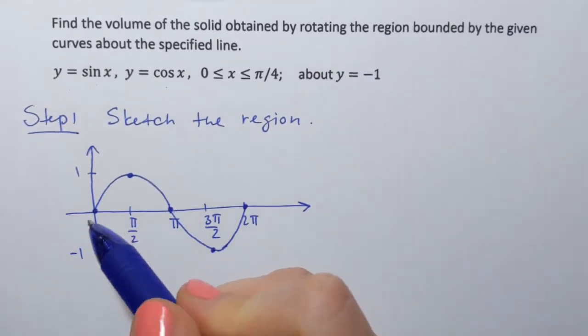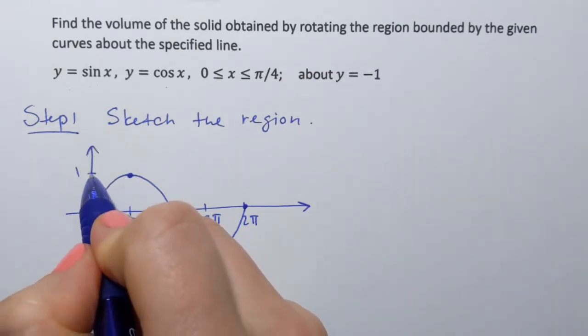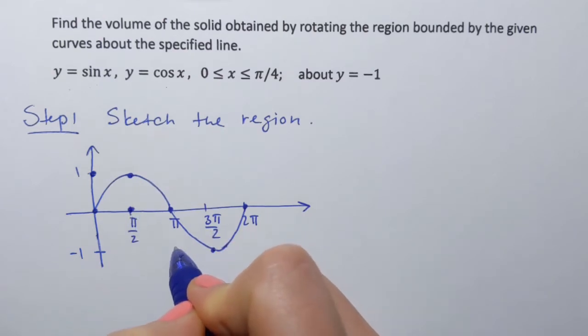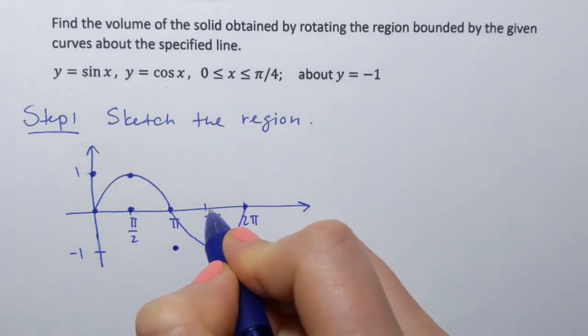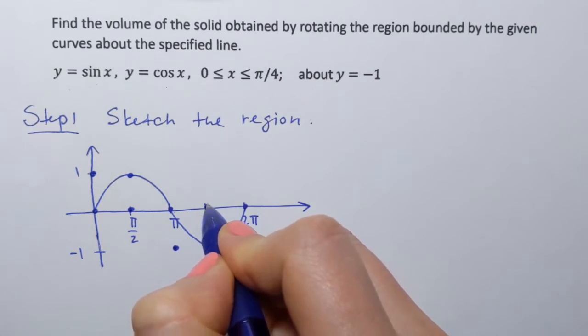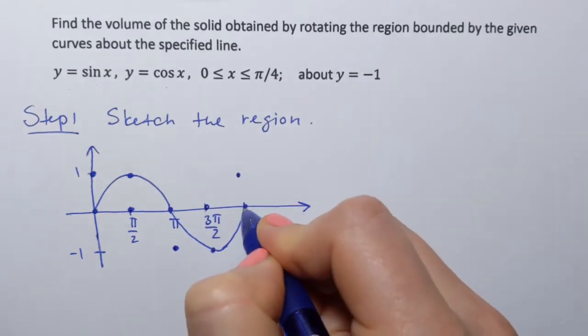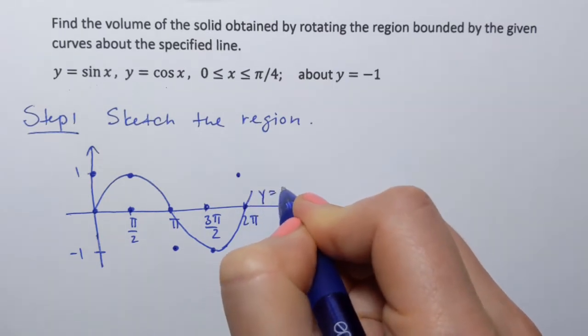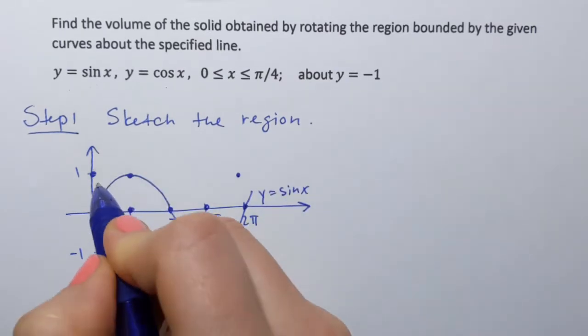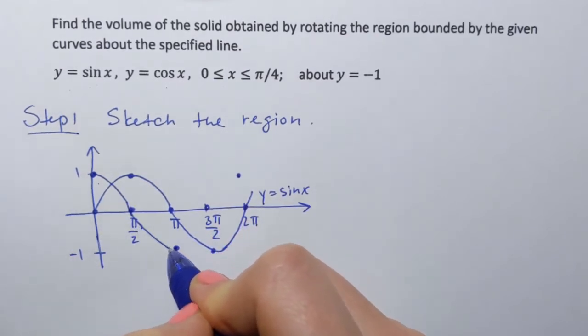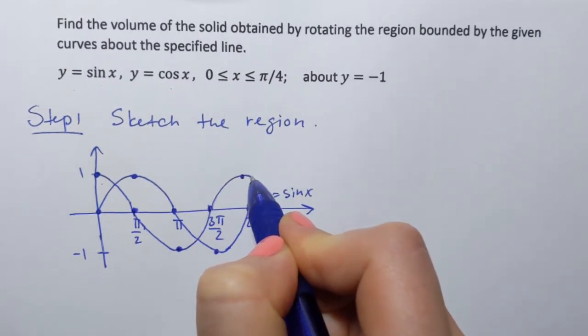And now cosine function has value 1 at 0. At pi over 2, it's 0. At pi, it equals -1. At 3 pi over 2, it's 0. And at 2 pi, it's back to 1. Okay, so that one was y equals sine of x. And now this wave represents cosine.